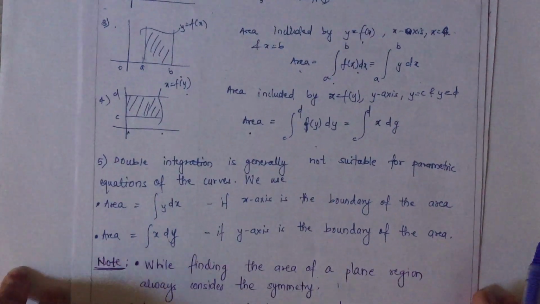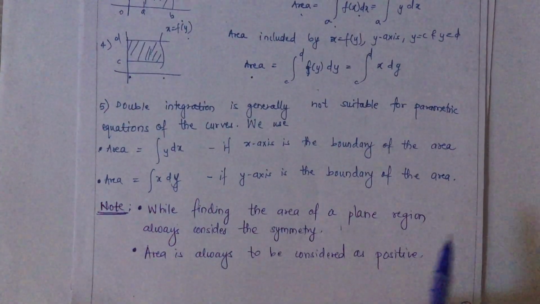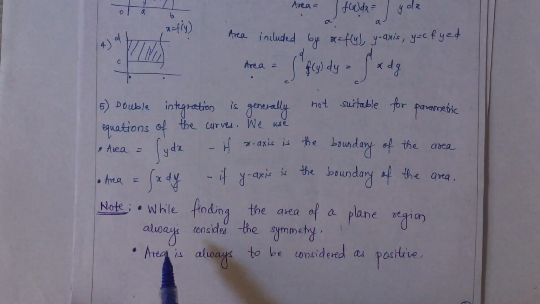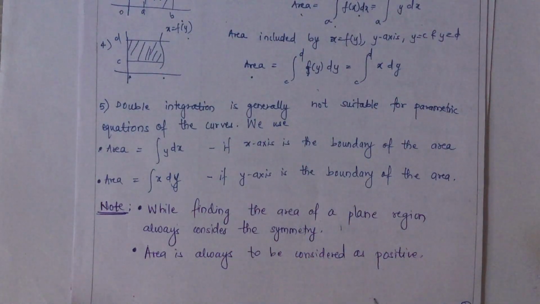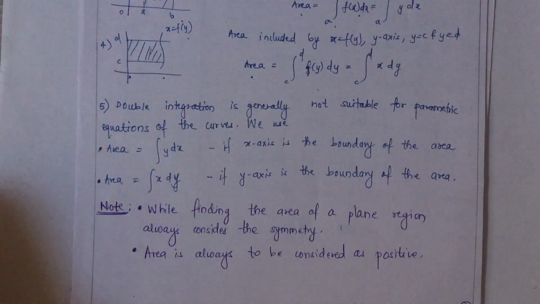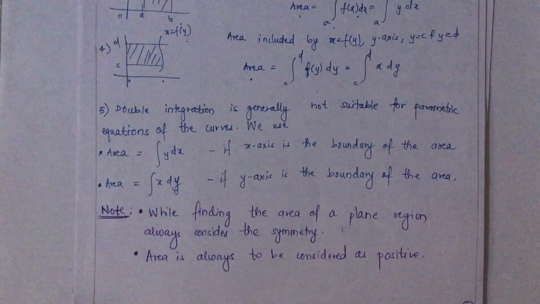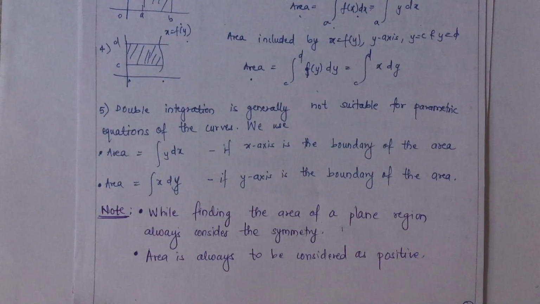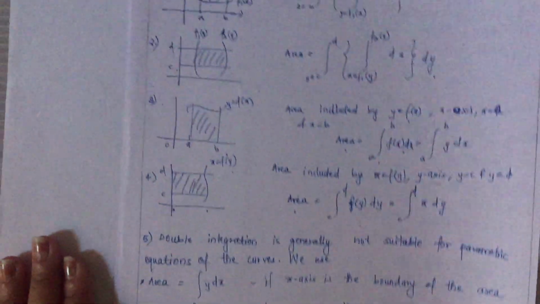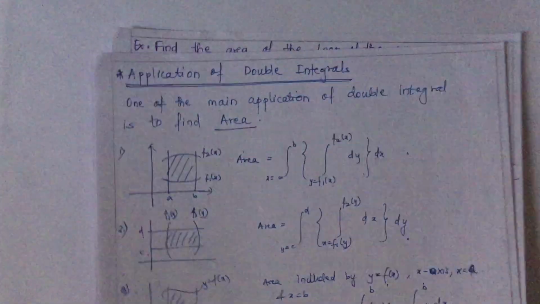Now remember, while you are finding the area of a plane region, always consider the symmetry. That will be helpful. And always consider the value of area as positive. Even if you obtain a negative value, consider the numerical value. Let us see a few examples.